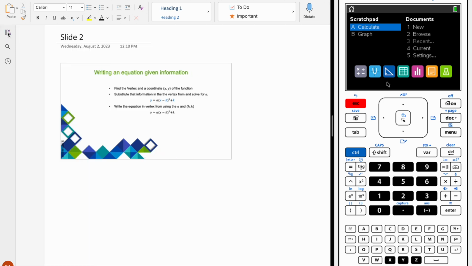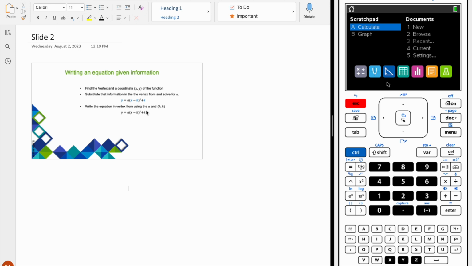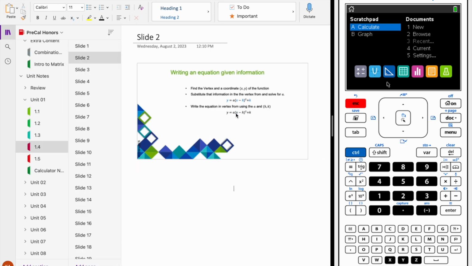What ends up happening is we will end up with the remaining letter of a being there. Now this is important because we're going to solve for a within that problem.